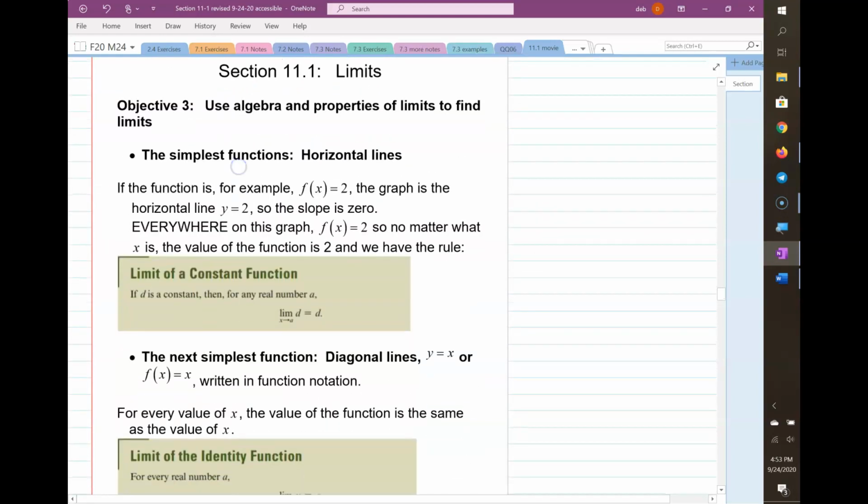Okay, so again, I'm going to pause so the movie doesn't get too long, and then we'll come back and we'll do properties of limits to start looking at finding limits of a formula.